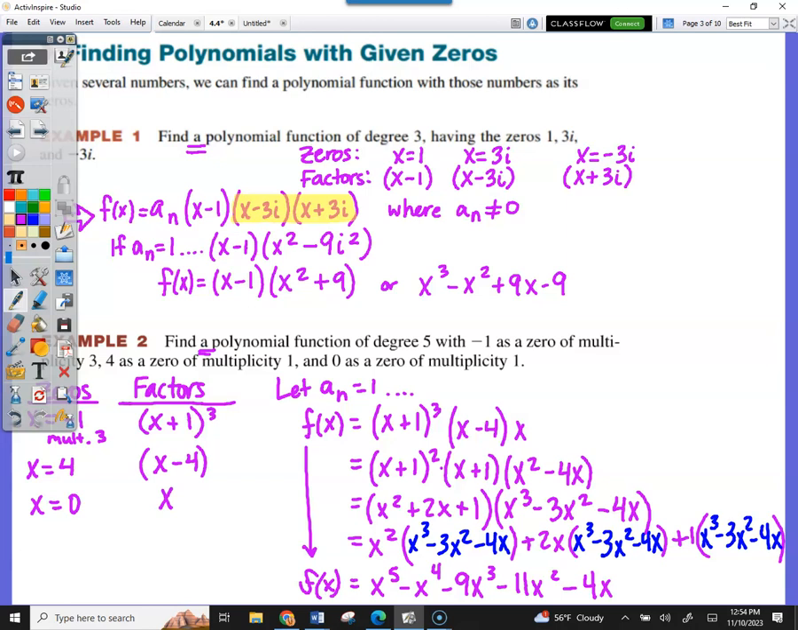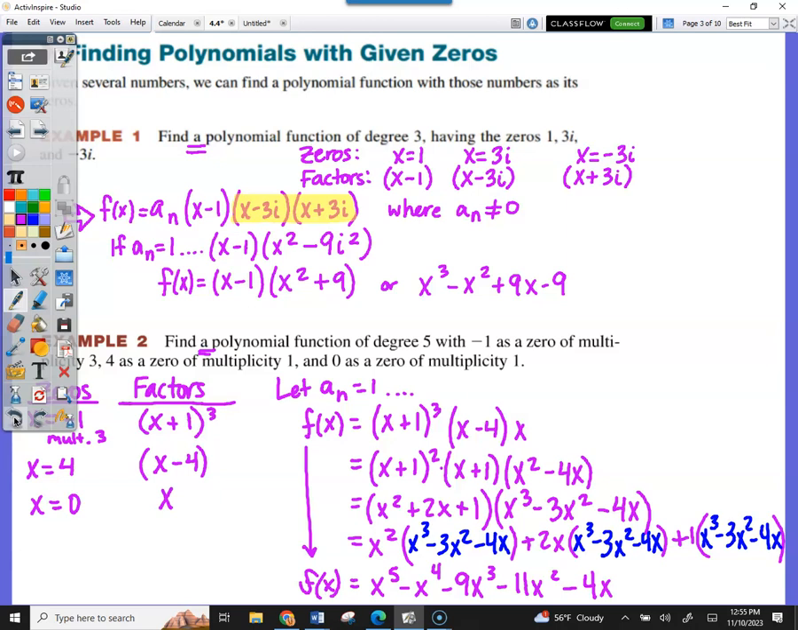A way to check yourself, if you're one of those like me that likes to know if it's right before you keep going, you could go to your graphing calculator and type your first answer in Y1 and your final answer in Y2, and when you graph it, they should overlap. It should be the same graph. If you see two totally different graphs, something's wrong. And odds are it's the multiplying because it's so tedious and there are so many things to multiply.